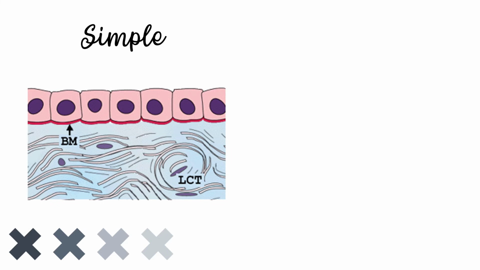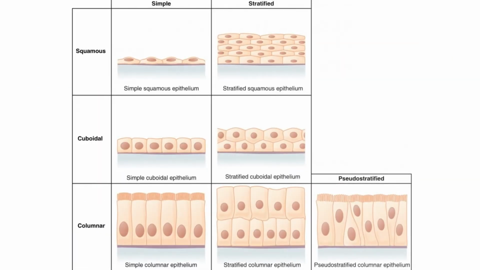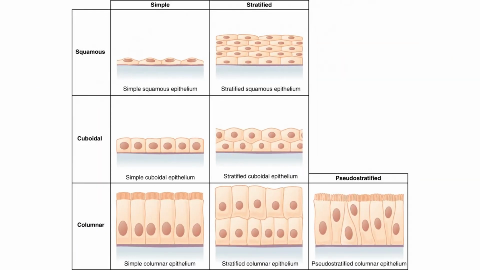Based on the number of layers, we have two types of epithelium tissues. We have the simple and stratified. Simple epitheliums are made up of one layer of cells. On the other hand, stratified epithelium are made up of number of layers of cells. So based on its word strata, which means layers, it must have a number of layers within it.